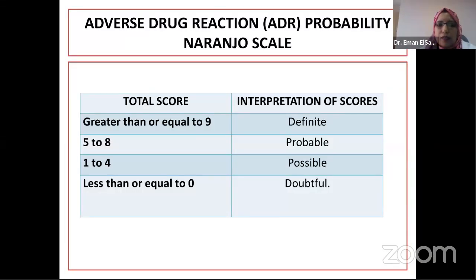Then we analyze. If the score is equal to or more than 9, it's a definite ADR related to this medication. If from 5 to 8, it's probable. If less, it's possible or doubtful. Usually, it's between probable and possible. So any healthcare provider who wants to report an ADR can report, and after that, we make the analysis.